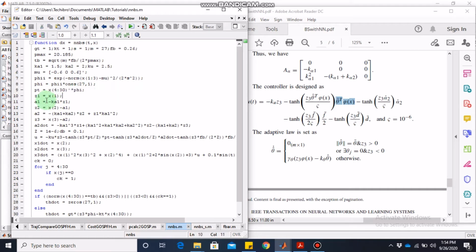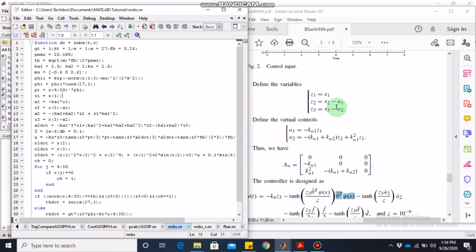Then next are z1, a1, z2, a2, which are given here. So z1 is x1, and a1 is minus ka1 z1. The reason I defined a1 before z2 is because a1 is being used in z2. So you cannot write the equations in the code in the same manner as they are written in the paper, because the paper does not require logical flow, but the code requires logical flow.